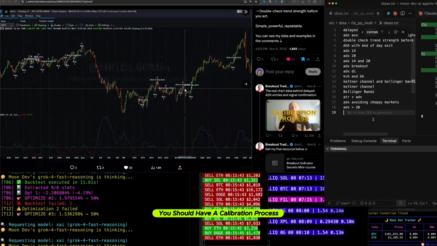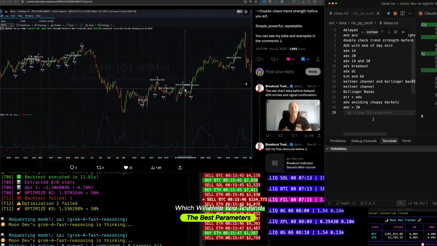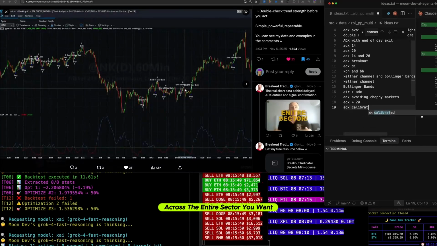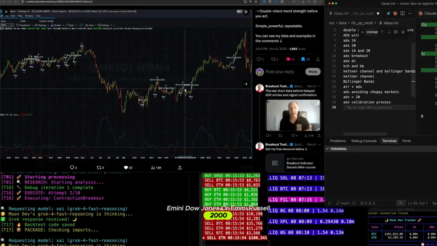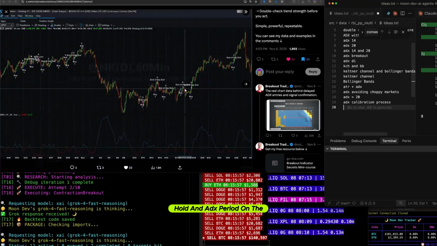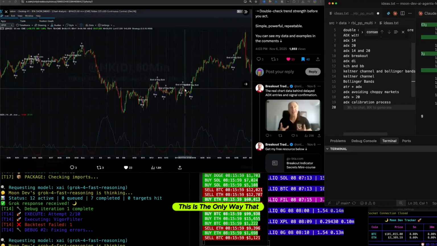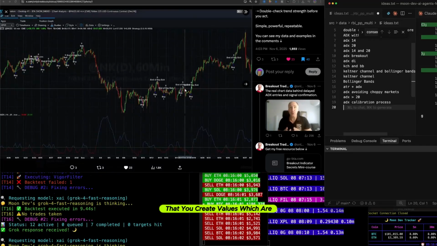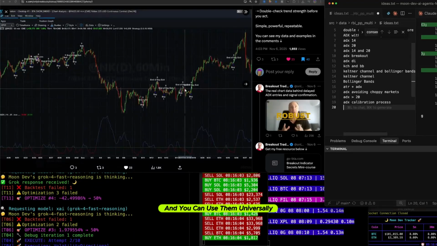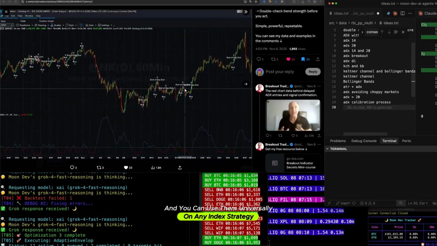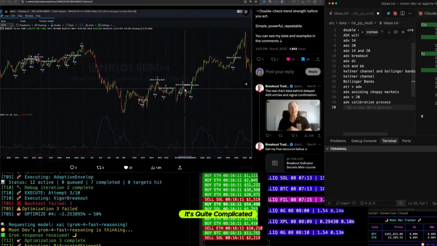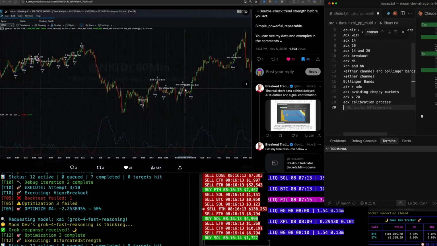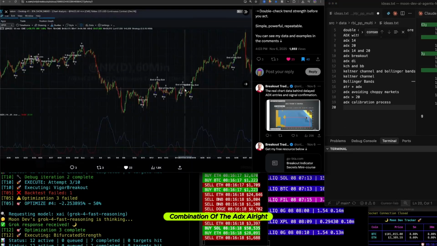Instead of that, you should have a calibration process which will help you to find the best parameters across the entire sector you want to trade. For example, if you want to trade indexes like E-mini S&P, E-mini Dow Jones, or E-mini Russell 2000, you need to calibrate both the threshold and ADX period on the entire index sector. This is the only way that you can make sure that you create values which are robust enough and you can use them universally on any index strategy without the risk of over-optimization or overfitting. Now, the calibration process itself, it's quite complicated. The objective is to create simple visual pivot maps in Excel spreadsheet like this one, where you will be able to visualize which exactly combination of the ADX period.